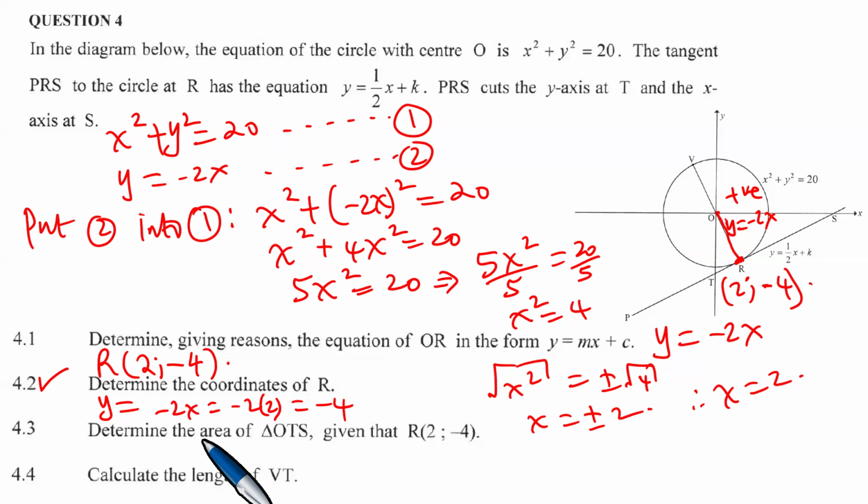Right, we're doing analytical geometry, and at this point, we attempted to find the coordinates of R, and R is a point here, a point of tangency. We can see on the diagram, right, that there is a tangent. The examiner said the tangent PRS to the circle at R has the equation y equals 1/2 x plus k, and we can see that. Okay, we have solved that question, and we move on to the next one.